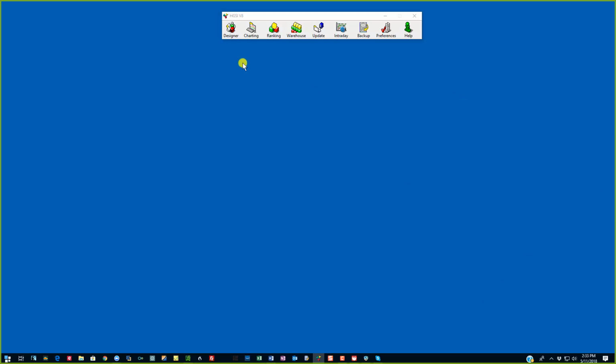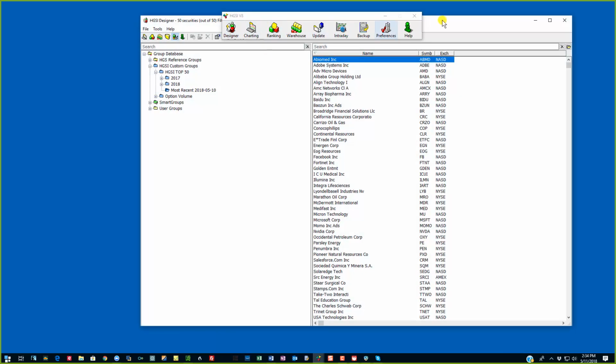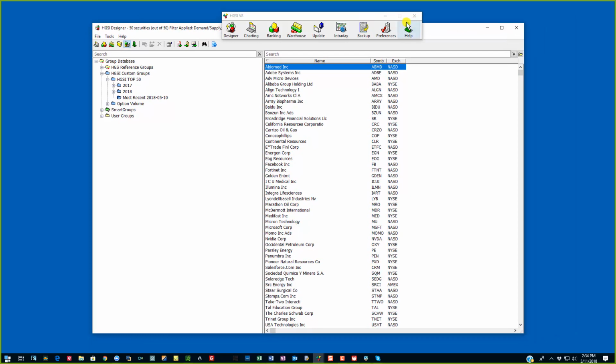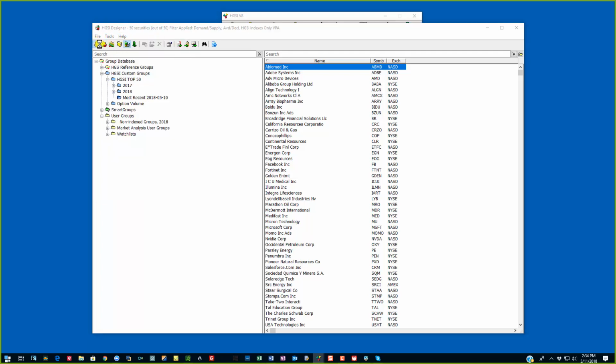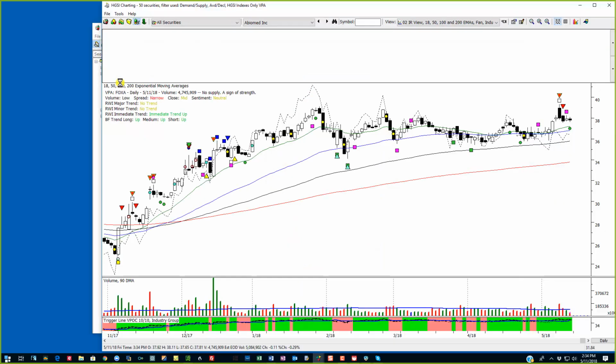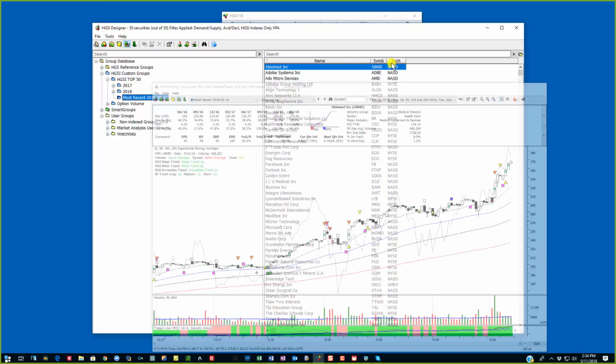Okay, let's get started. First of all, we have about 30 minutes left until the market closes, and I want to go into the designer. And I'm going to take this off of always on top just to get it out of the way. I'm going to go into, well, I didn't want that chart up yet.